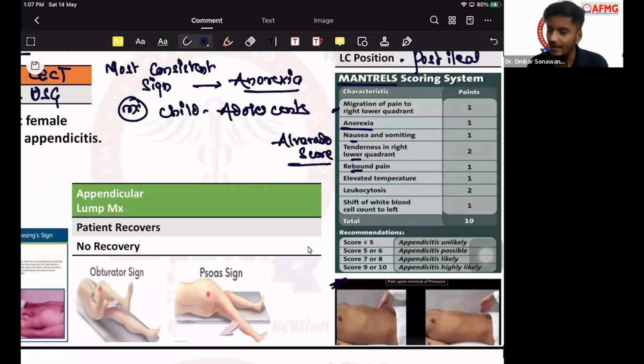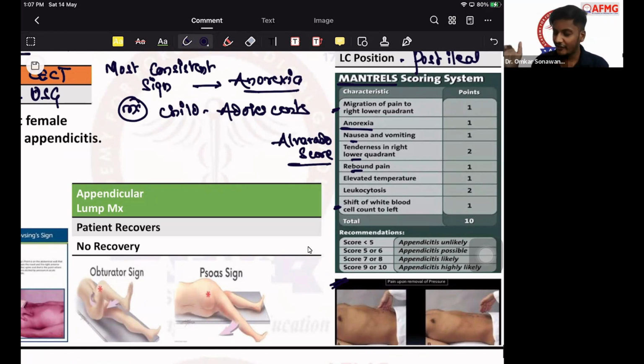E goes for elevated temperature, that means fever. L goes for leukocytosis, that means the WBC count in CBC would be elevated. And lastly, S goes for the shift of WBCs towards the left. That means which WBCs are predominantly increased, as it is an acute infection? So which WBCs would be predominantly increased? Please let me know.